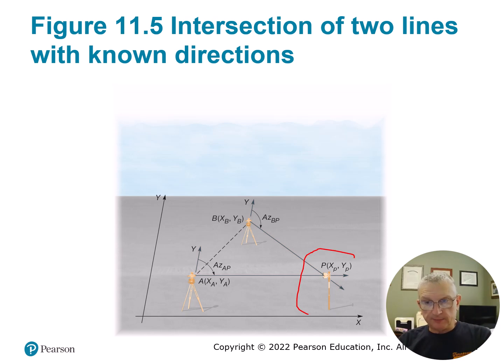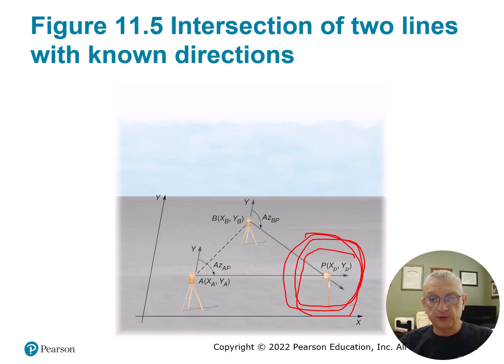He's shown a prism pole at P, which sort of detracts from the example here. Usually point P would be an inaccessible point. Perhaps it's on the other side of a fence, it's on someone else's property that you cannot trespass on, but you need to know where this point is.